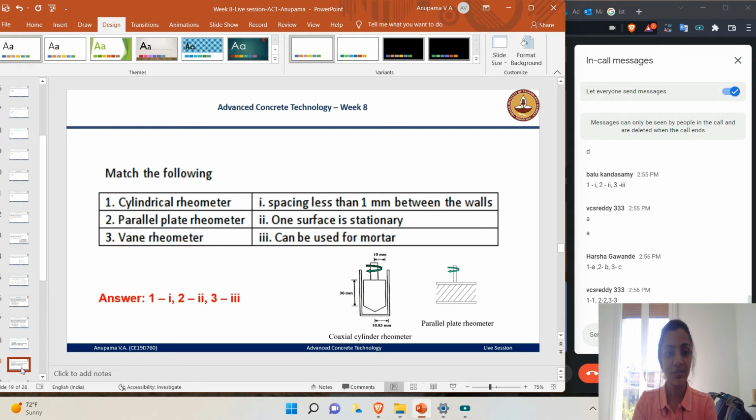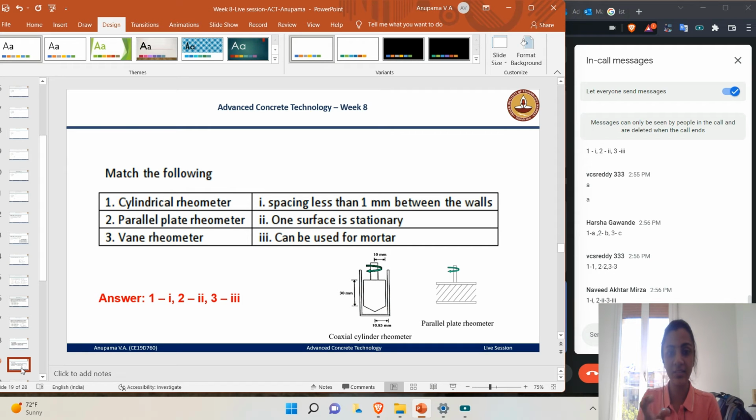So I guess it's safe to go for the answers right now, because all of you have commented it correctly. In the case of cylindrical rheometers, the spacing between the walls is very small, so we can generally go for paste, not for mortar. It's correctly given: there is spacing less than 1 millimeter between the walls. So that corresponds to the cylindrical rheometer. Now, coming to the second one, the parallel plate rheometer. If the rheometer is the parallel plate, then one surface is kept stationary and the other surface is rotated.